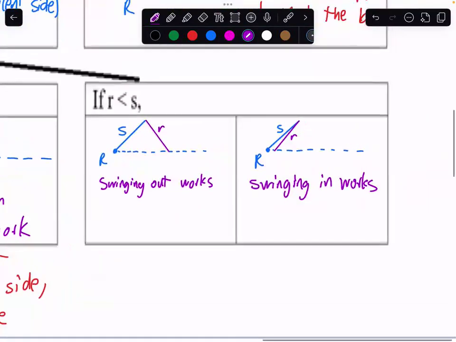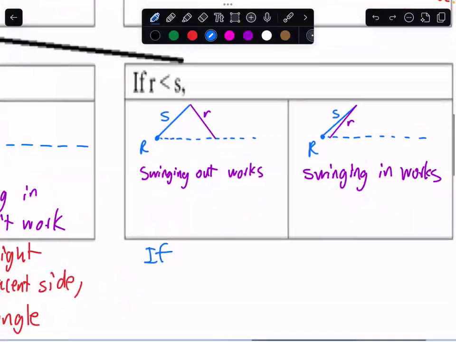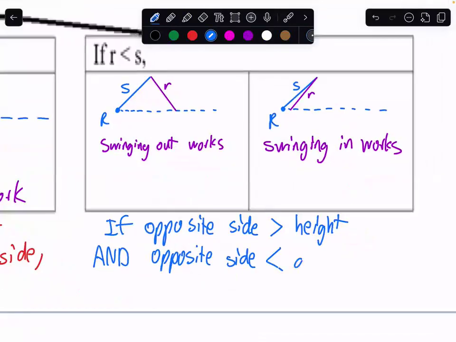So the summary here. Remember, we had to do this first. If the opposite side is greater than the height, and the opposite side is less than, so shorter than, the adjacent side, there's going to be two possible triangles.